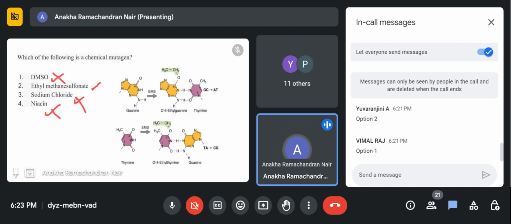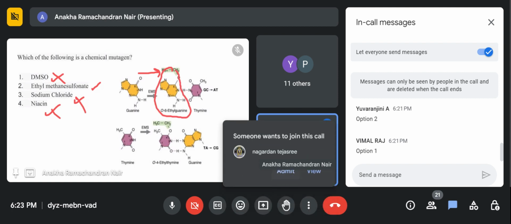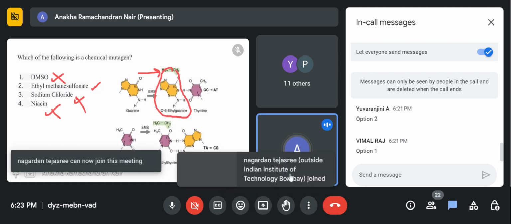So, like you can see here, what happens is when guanine reacts with EMS, it forms O6 ethyl guanine. Okay, and the change in the structure of this O6 ethyl guanine makes it form a bond with thymine. Okay, usually guanine will form a bond with cytosine, right? But in this case, it forms a bond with thymine.